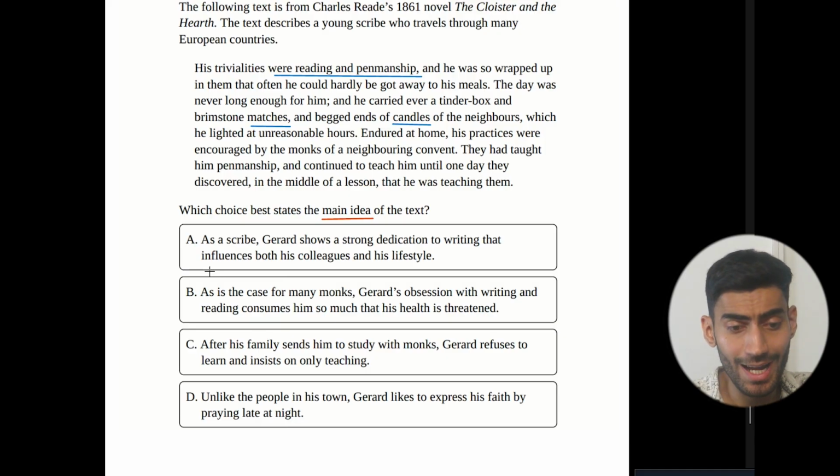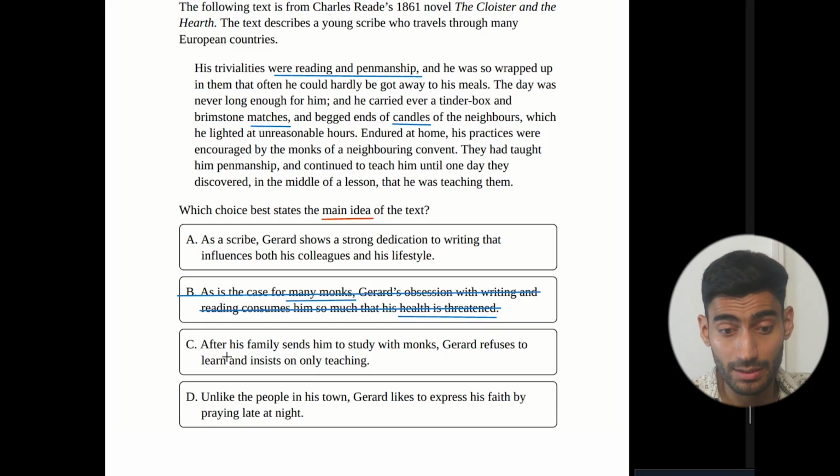So part B, as in the case for many monks, Gerard's obsession with writing and reading consumes his time, consumes him so much that his health is threatened. Nobody talked about his health being threatened, and nobody talked about many monks doing the same thing, that their health is threatened. So this is clearly wrong. This is straight up wrong.